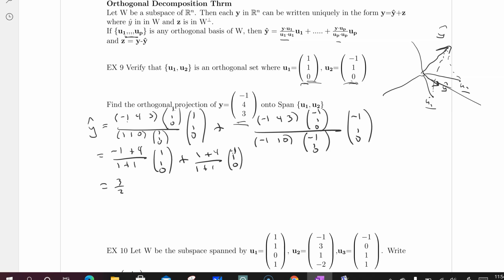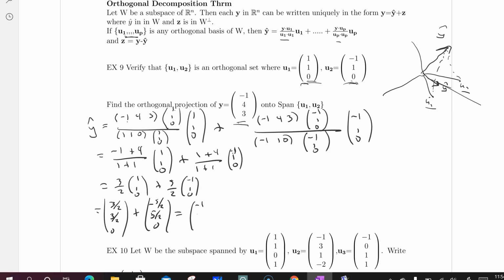Okay, so this gives me 3 halves, and this gives me 5 halves. So let's add these together. I'm going to go slow here. 3 halves, 3 halves, 0, plus -5 halves, 5 halves, 0. So adding these together, I get -1, -1, and 0. So that's my y hat, and that's all this is asking me to find. To find the orthogonal projection, that's the y hat, onto the span of u1 and u2, I found this vector down here that's in the span of u1 and u2. Sorry, I said that wrong, u1 and u2.